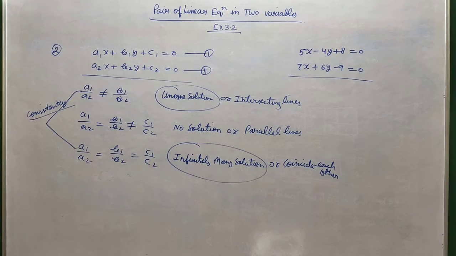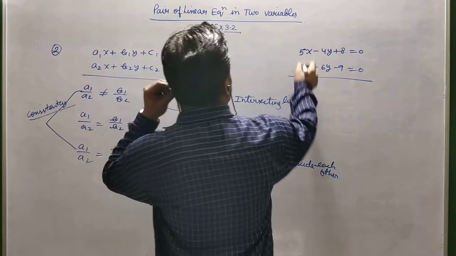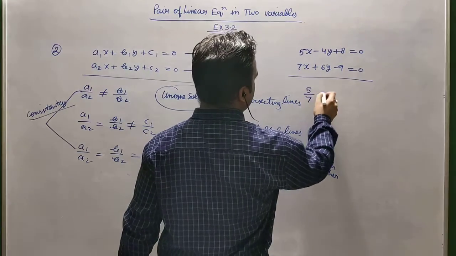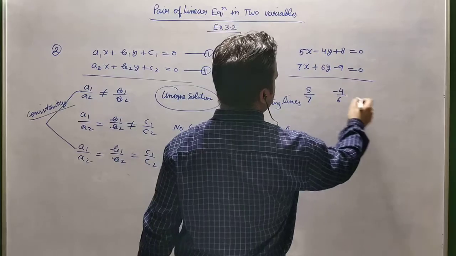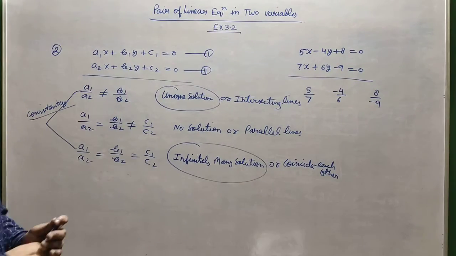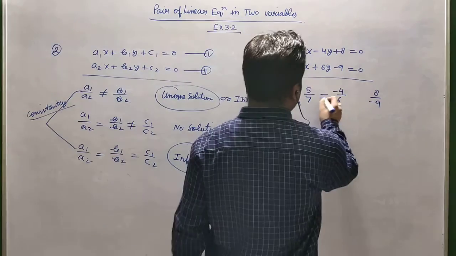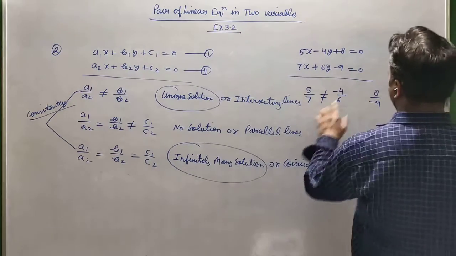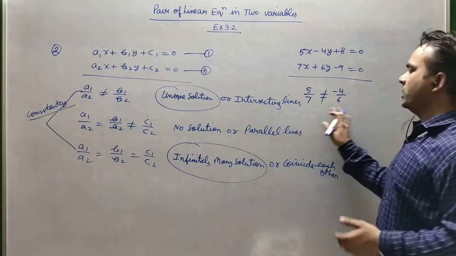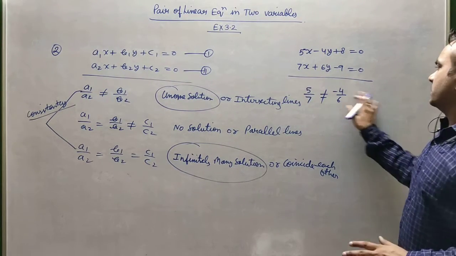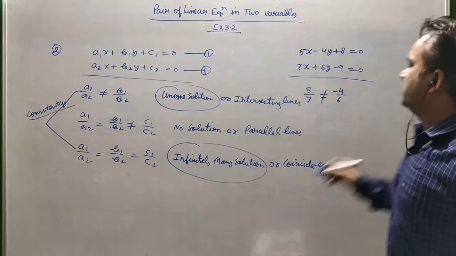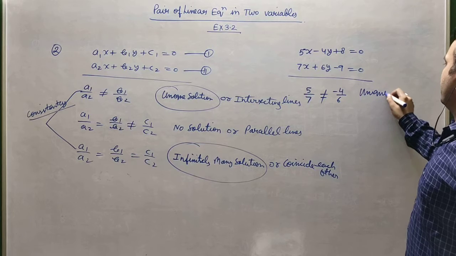You see, 5 and 7 are behaving like a1 and a2. So what we will do here is 5 upon 7, and we will check minus 4 upon 6, and here it is 8 upon 9. Now you can see this one is not equal to this one. This is 5 upon 7 and this is negative. So there is no need to check this one again, because if the first two are not equal, then there is no need to check for c1 upon c2. So which type of nature is this? Unique solution, right? Unique solution.